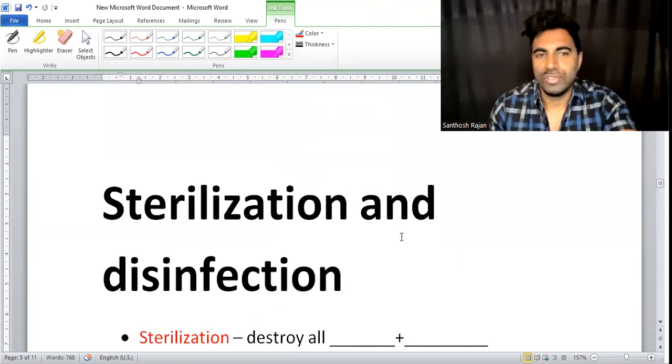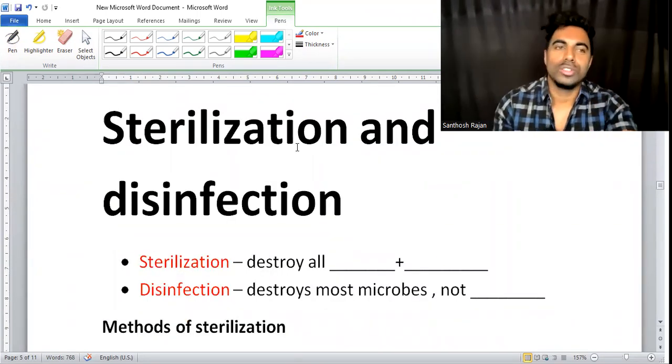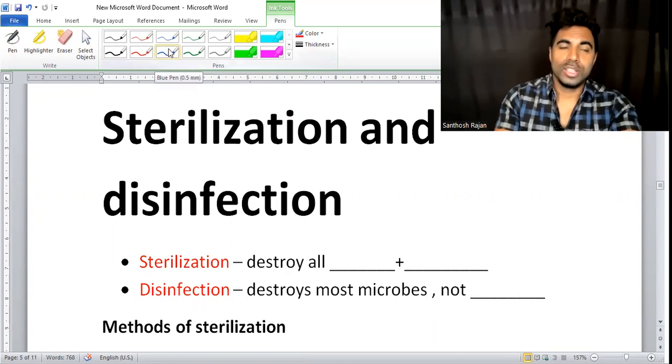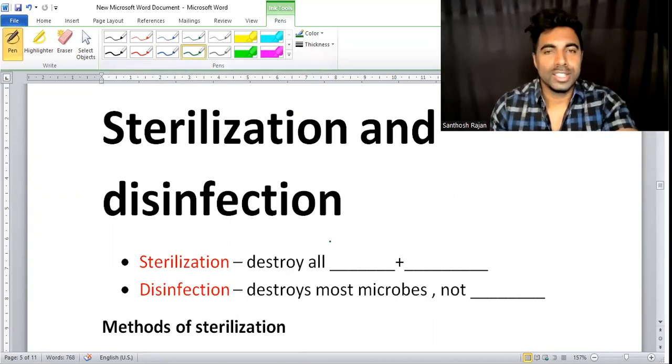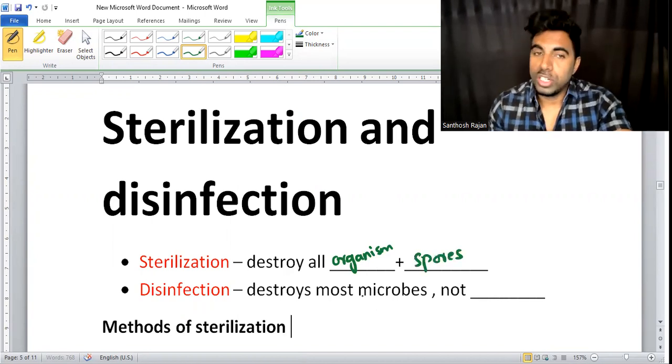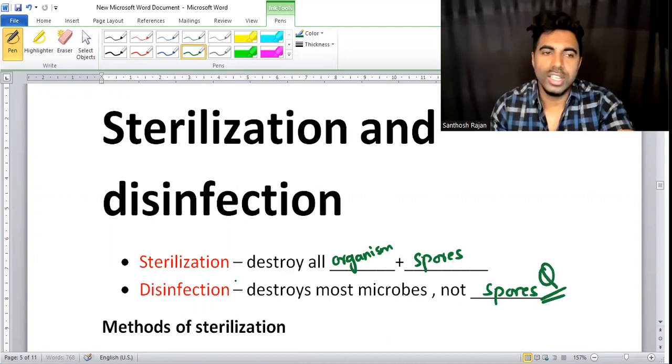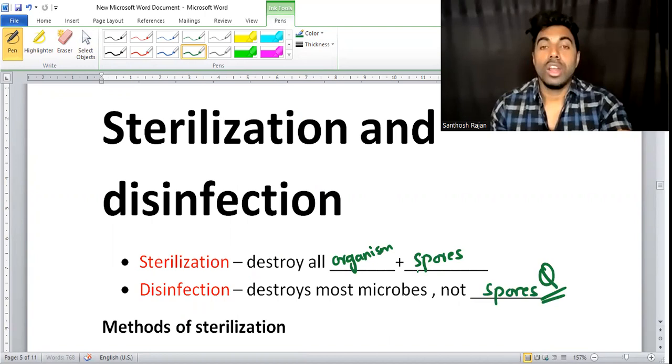Okay. Now, next. Sterilization and disinfection. Next topic, sterilization and disinfection. One of my favorite topics, and of course, you must know there is no way you're going to skip this topic. So let's make it more easy and fun. Sterilization means it kills all the microorganisms: bacteria, virus, fungi, TB, everything, plus spores. The most important thing is spores. It kills the spores too. But when we talk about disinfection, it destroys most microbes, but not the spores. That's just a question. Spores are not killed in disinfection.